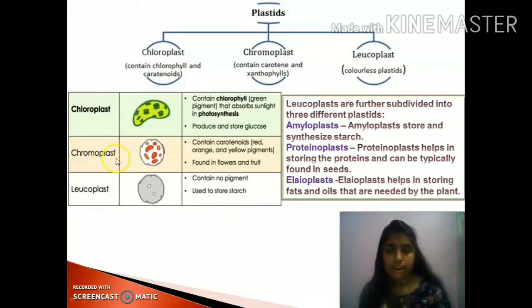So it is a type of plastid which contains several red, orange and yellow pigments termed as carotenoids. Okay, so these are some of the pigments found in the plants, and due to these pigments, the different colors are seen in the fruits and flowers.